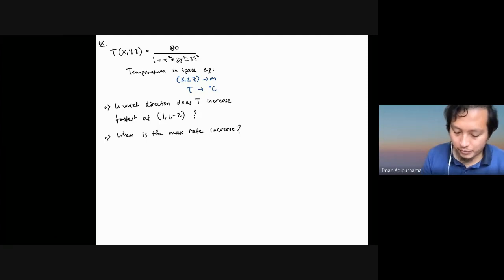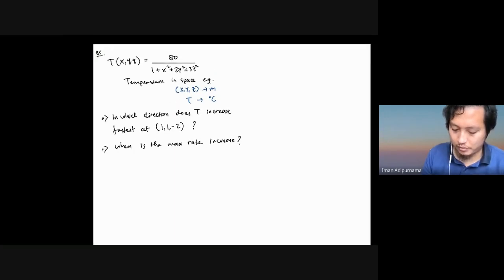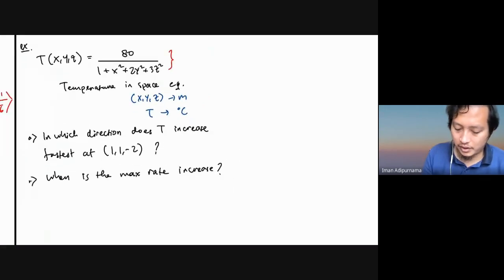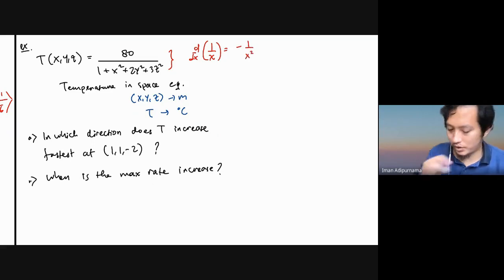Okay, now before we look at how we solve for the direction and the maximum rate, look at this equation first. This is simply, if you think of it as 1 over x, if you differentiate this, what you get is the negative part, and then x squared, right? So we are going to do similarly, but in partials, because we have x, y, and also z, right?